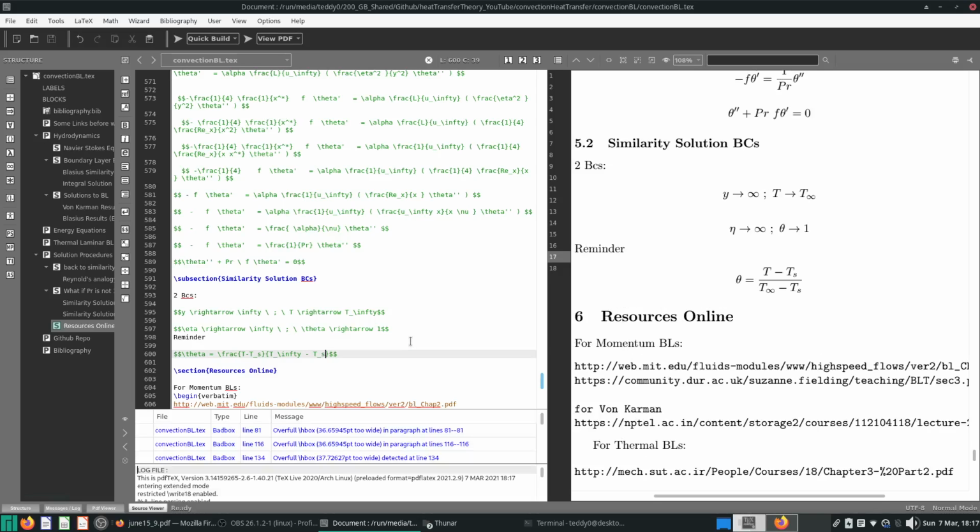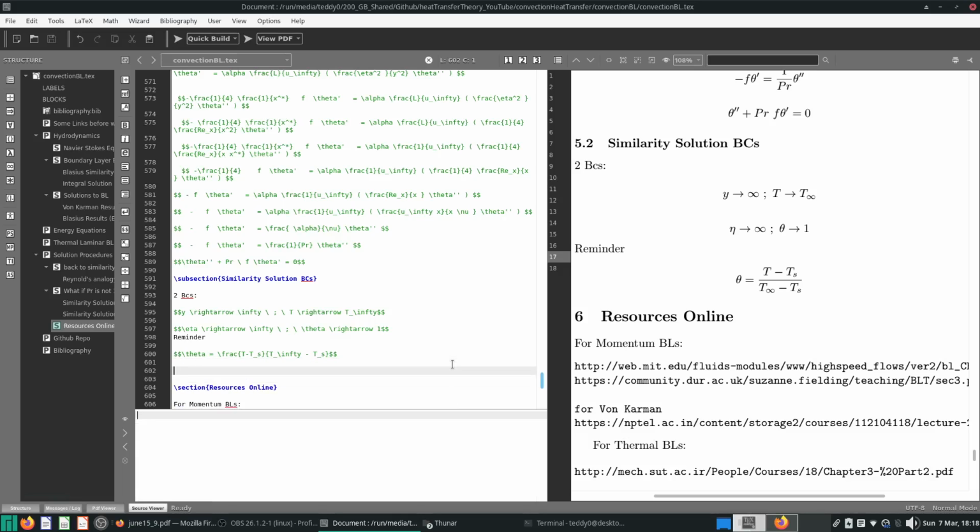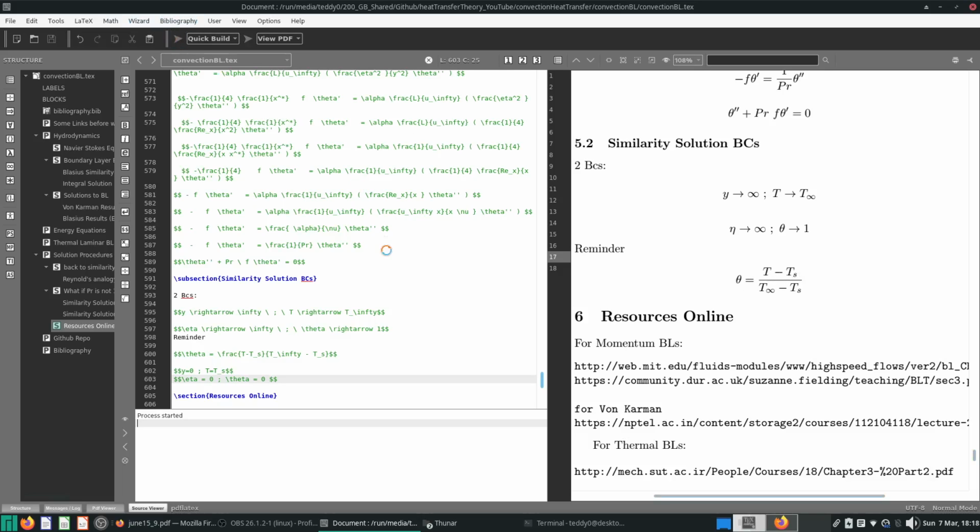So what do we have next? We need to consider the temperature at the surface. So what's the other boundary condition? Y equals 0, then T equals Ts. So that means eta equals 0, theta equals 0, because Ts minus Ts is just 0. So these are your two boundary conditions.